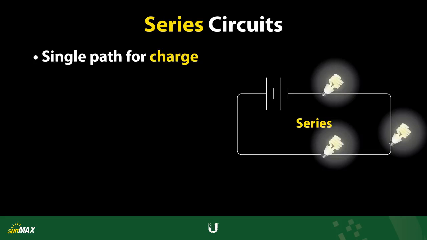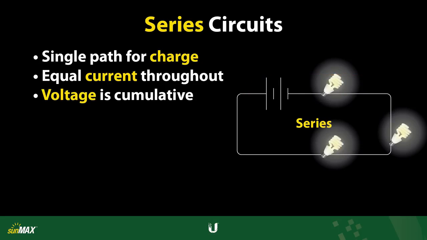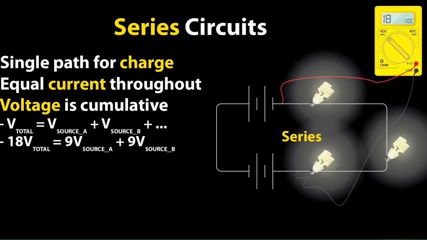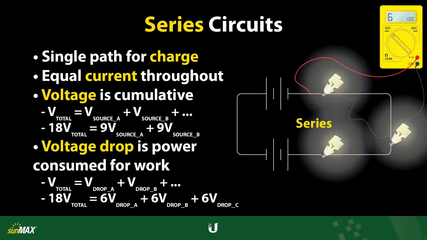Throughout a series circuit, current is measured equally. Furthermore, voltage is cumulatively measured throughout a series circuit. For each power source, voltage is additive. For each load, voltage drop is also additive. Voltage drop represents the power consumed by a load to perform work. Here, 2 batteries supply a total of 18 volts power to a single string of 3 light bulbs connected in series. Voltage drop measures 6 volts across each light bulb.